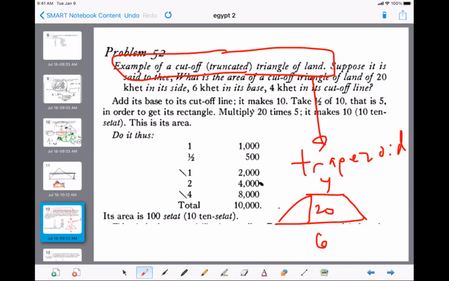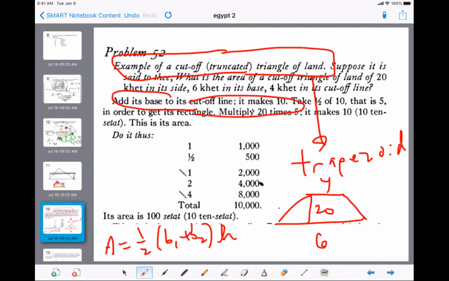And the formula is 1/2 times (B1 plus B2) times height. And they describe it very well. Add its base to the cutoff line. It makes 10. 4 plus 6. Half of 10 is 5. And then it says, in order to get its rectangle, multiply 20 times 5. So in this case, it's 1/2 of (4 plus 6) times 20, which is 5 times 20 equals 100.